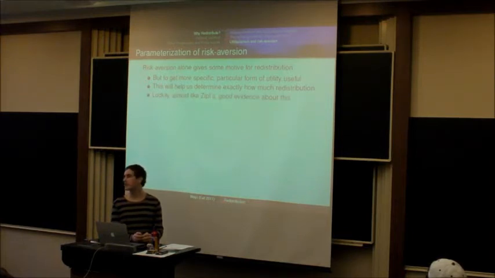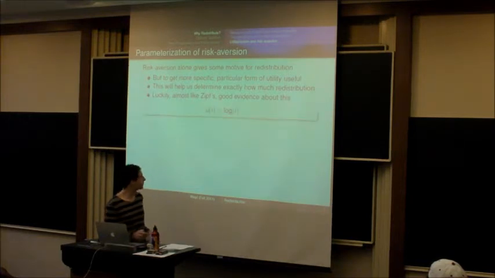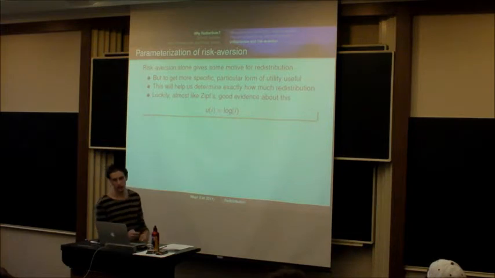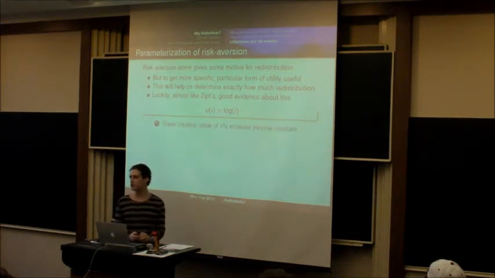And the nice thing is that there's actually really strong evidence, the same way there was with Zipf's law, about what people's utility functions look like as a function of their wealth. And basically, the form that we have the best evidence for is this, that the utility of income is equal to the logarithm of your income, the natural logarithm. And this is actually very intuitive. It's sort of the first thing you would think of.